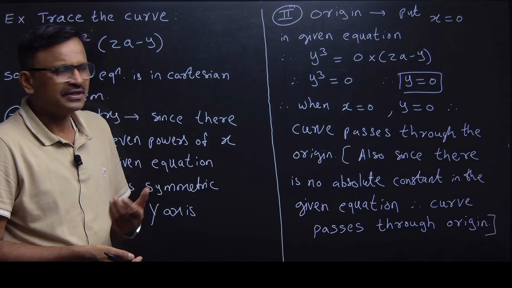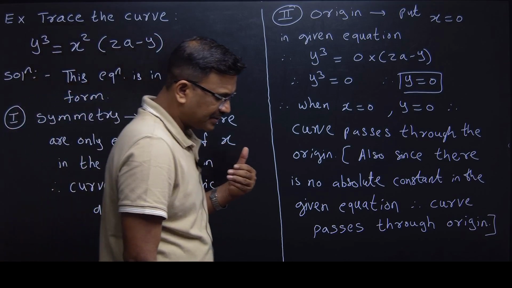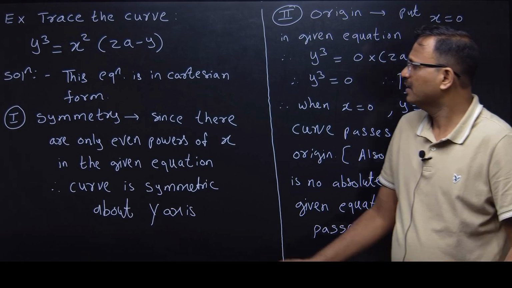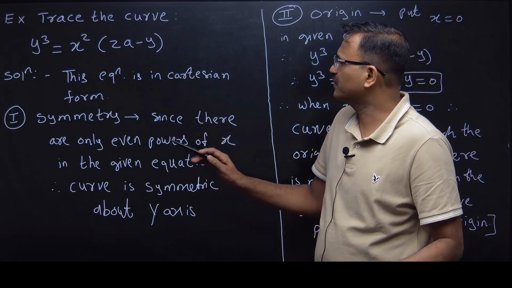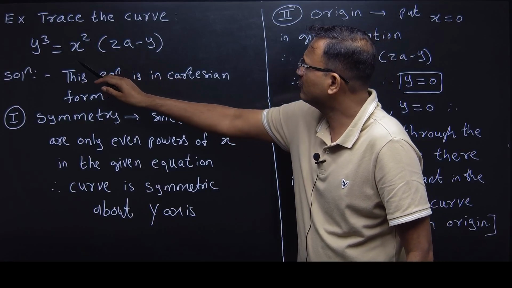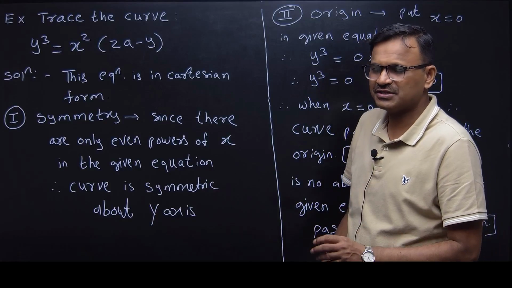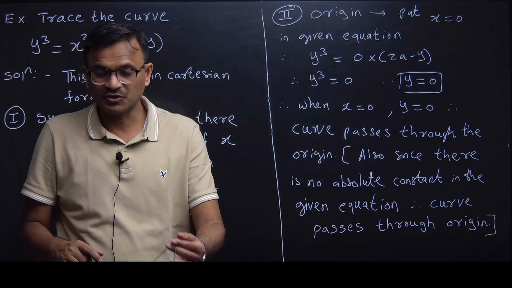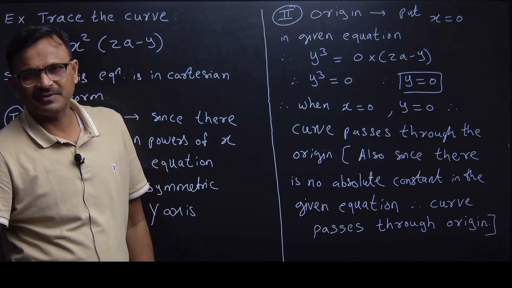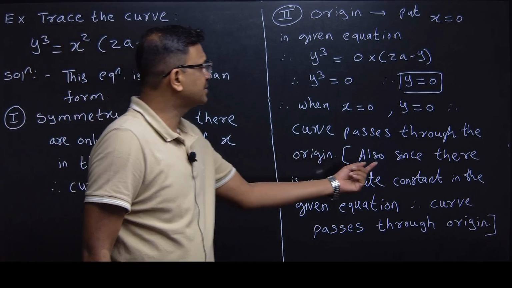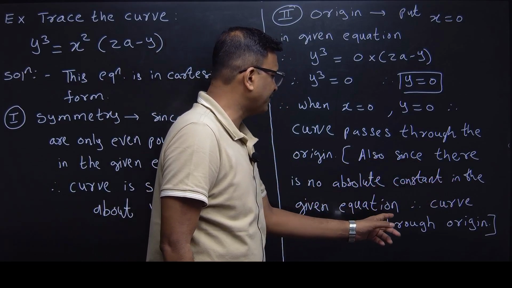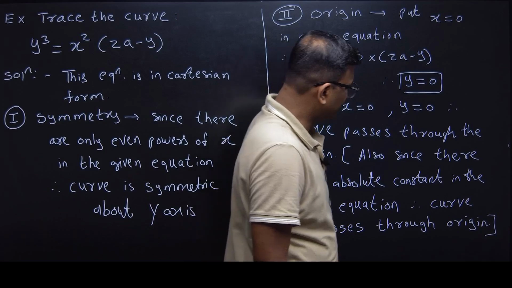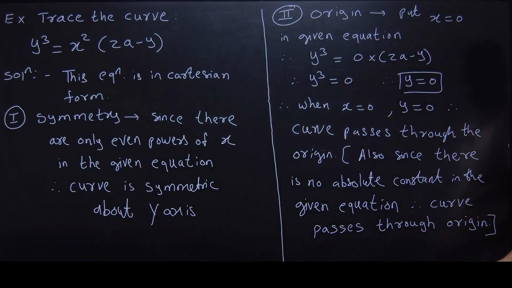Also, there is one more rule which says that if there is an absolute constant in the equation, then the curve does not pass through the origin. Now, there is no absolute constant in this equation. There is a constant 2a, but if you open the bracket, it will become 2a into x square. So that constant is multiplied with a variable x square, so this cannot be called an absolute constant. The absolute constant is a constant which is not multiplied by any variable x or y. Since there is no absolute constant in the given equation, the curve is going to pass through the origin. So this is an alternative rule you can apply to check whether the curve passes through the origin.